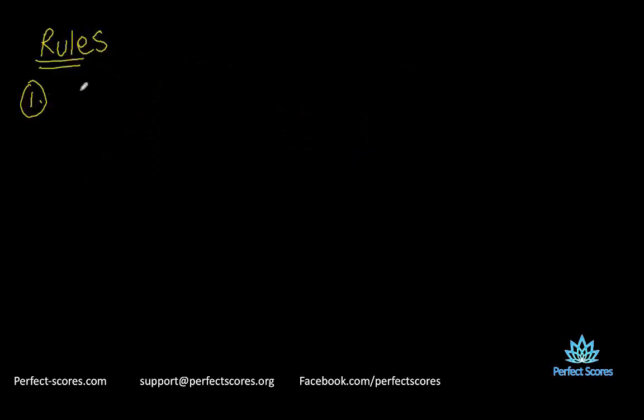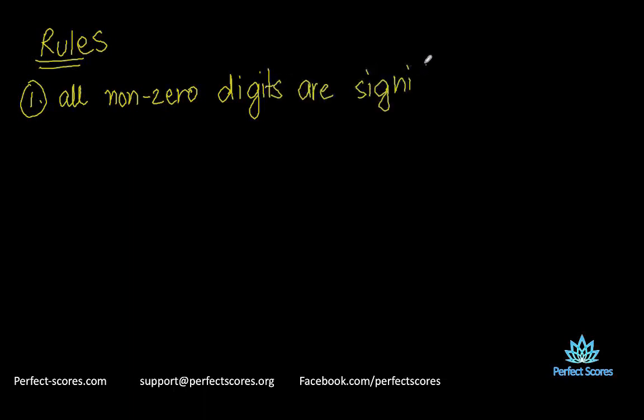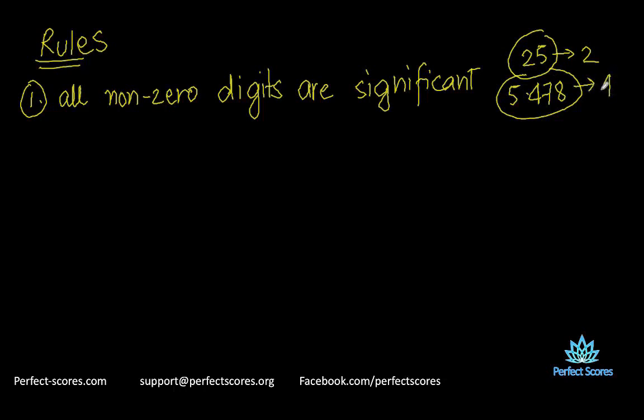So rule number 1, all the digits except zeros are significant. So all non-zero digits are significant. That's the first rule, and it's quite an easy one. For example, this quantity over here is going to have 2 significant digits. This quantity over here is going to have 4 significant digits. So this is the decimal, but all these non-zero ones are significant.